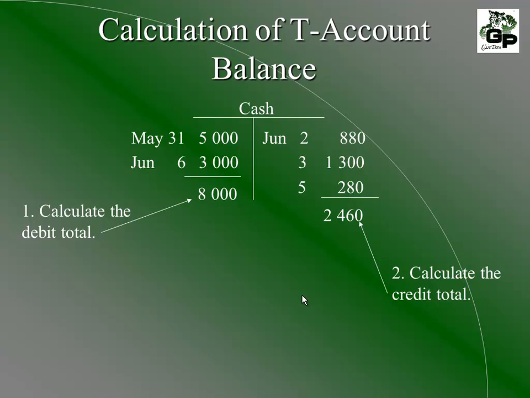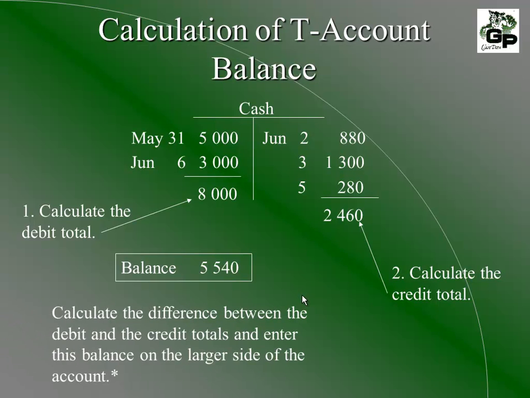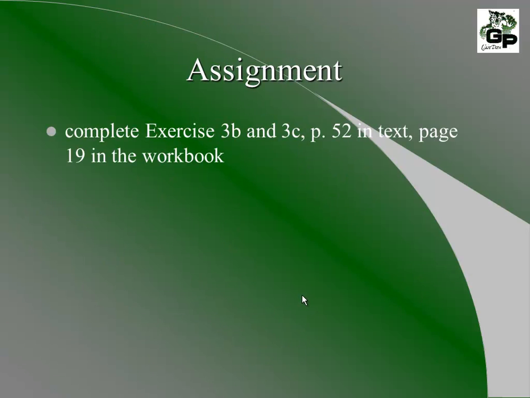Now, in order to determine the balance, we write the balance on the side of the larger value. So in this case, 8,000 is larger than 2,460. So we write the balance, $5,540, on the debit side of the cash account. Your assignment is to complete exercise 3B and 3C on page 52 in the text and page 19 in your workbook.